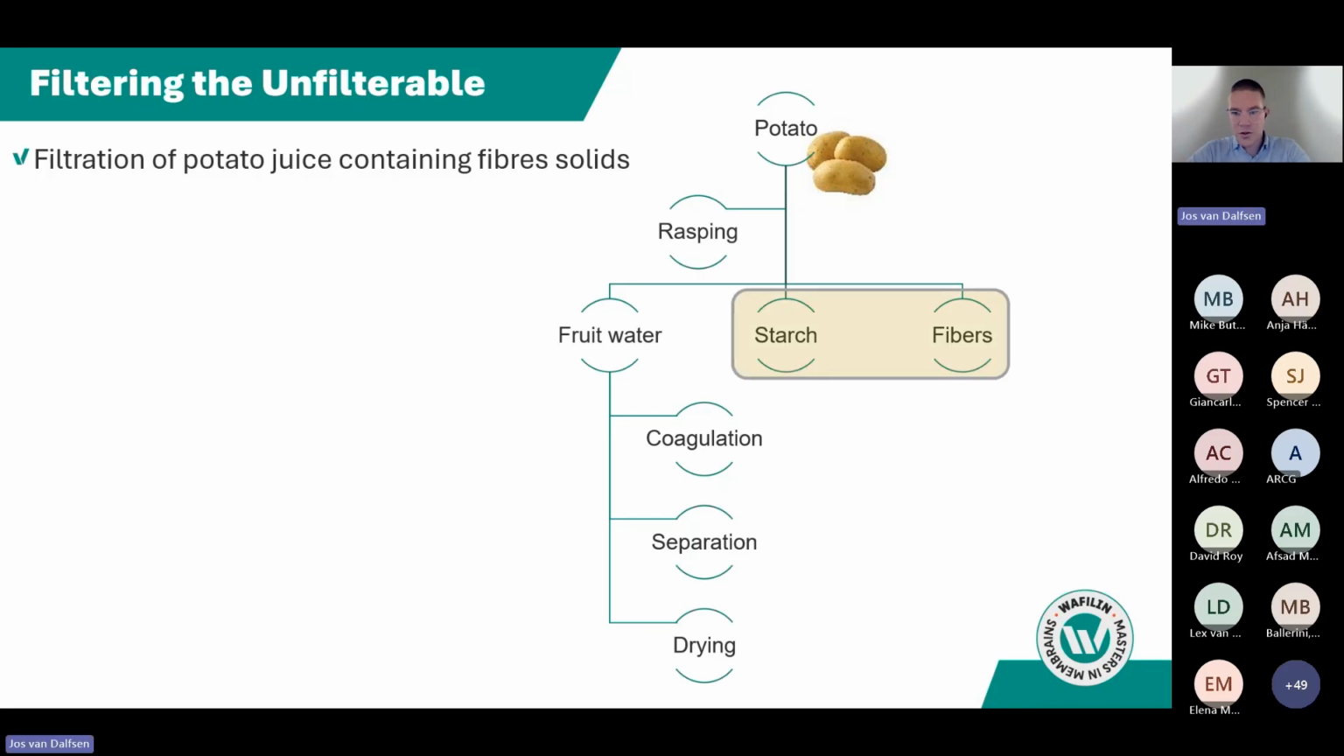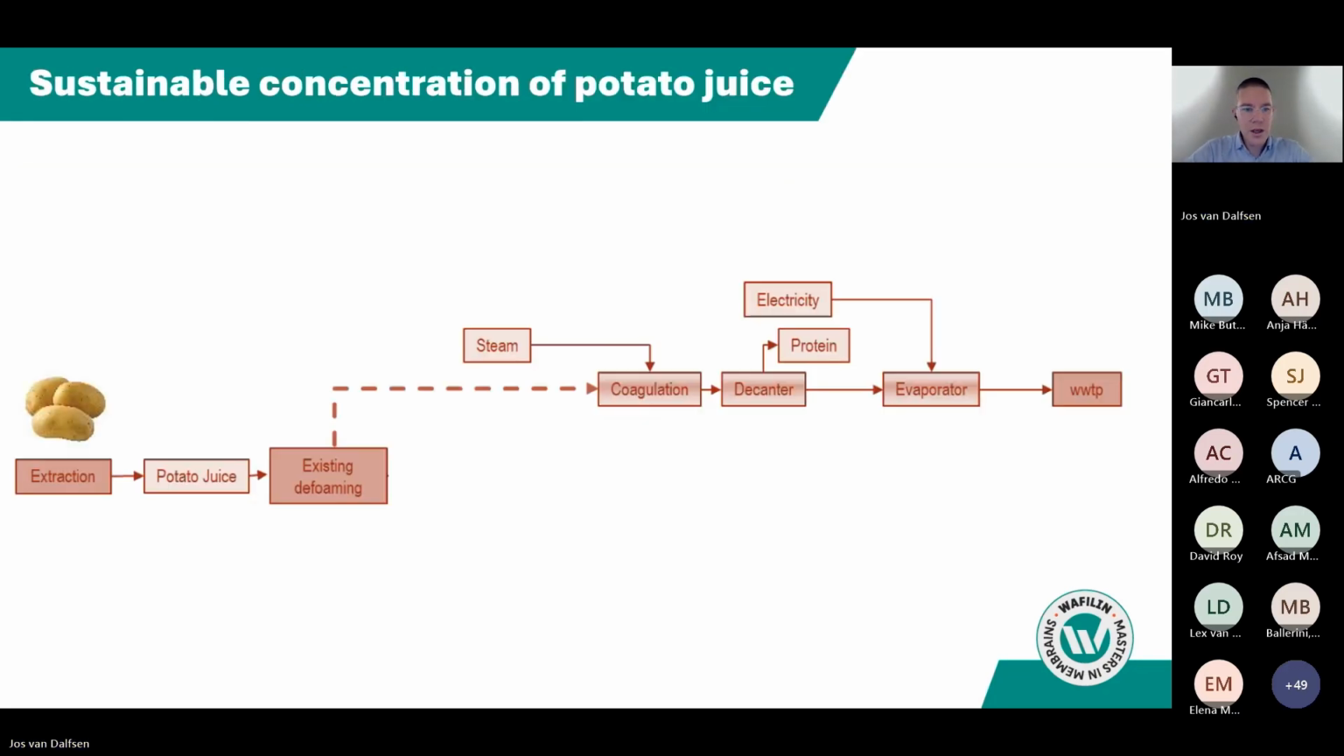This is not our focus, so starch and fibers are already being separated, but we are dealing with a fruit water coming from the potato. And like I said, so the existing process of extracting and treating the potato juice is like this. So the potato juice is going to a defoaming tank. Capacity is relatively large. Also, it's about 240 cubes of potato fruit juice per hour.